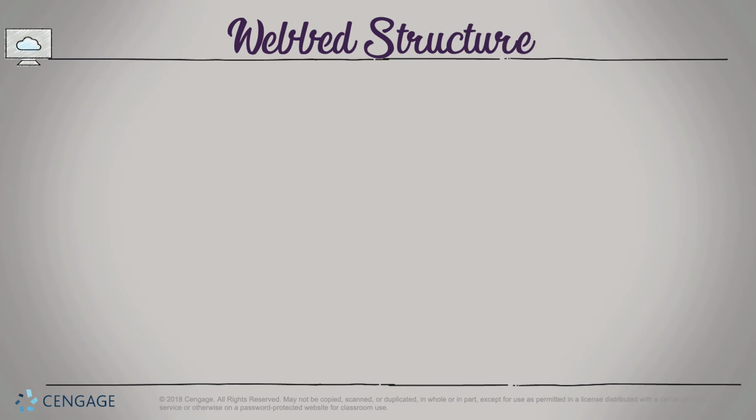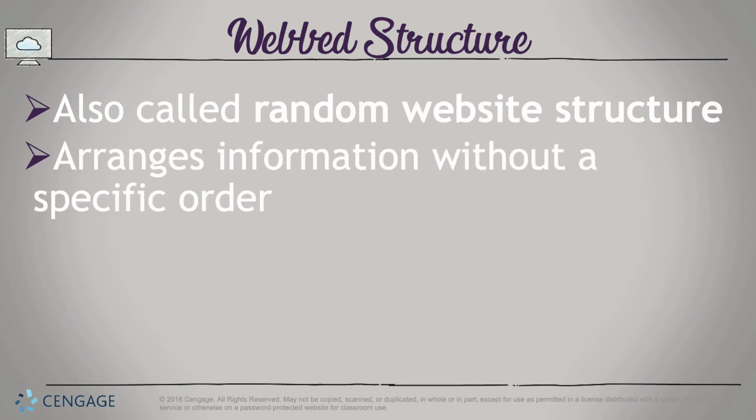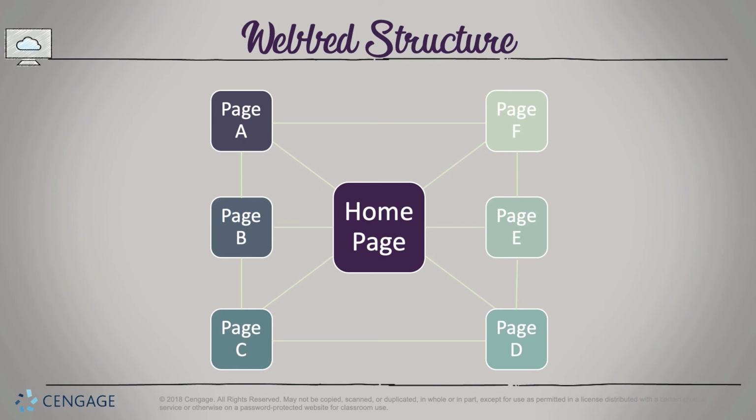Webbed structure. A webbed website structure, also called random website structure, does not arrange its pages in a specific order. From the homepage of a website organized around a webbed structure, visitors can choose any other page according to their interest or inclinations. This figure illustrates a webbed website structure and shows how a visitor to this type of website could navigate to different web pages as he or she sees fit.